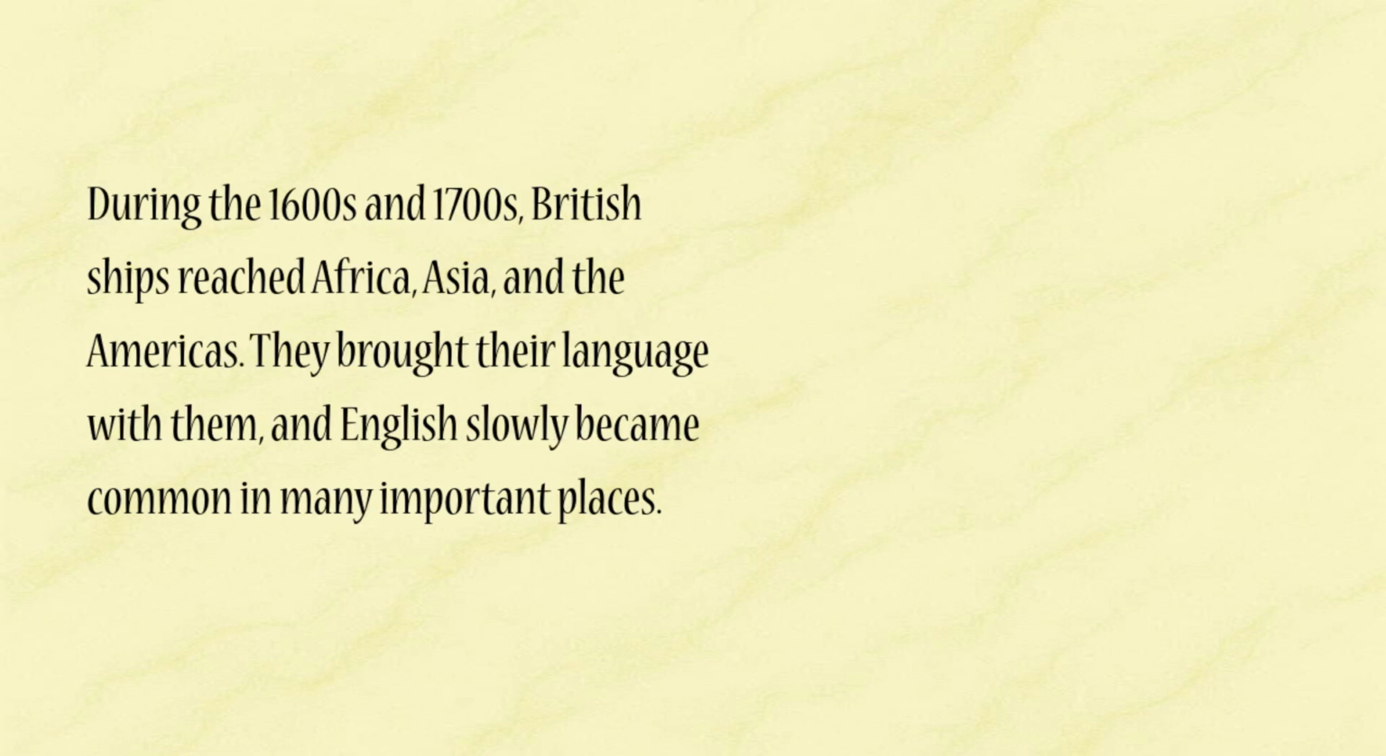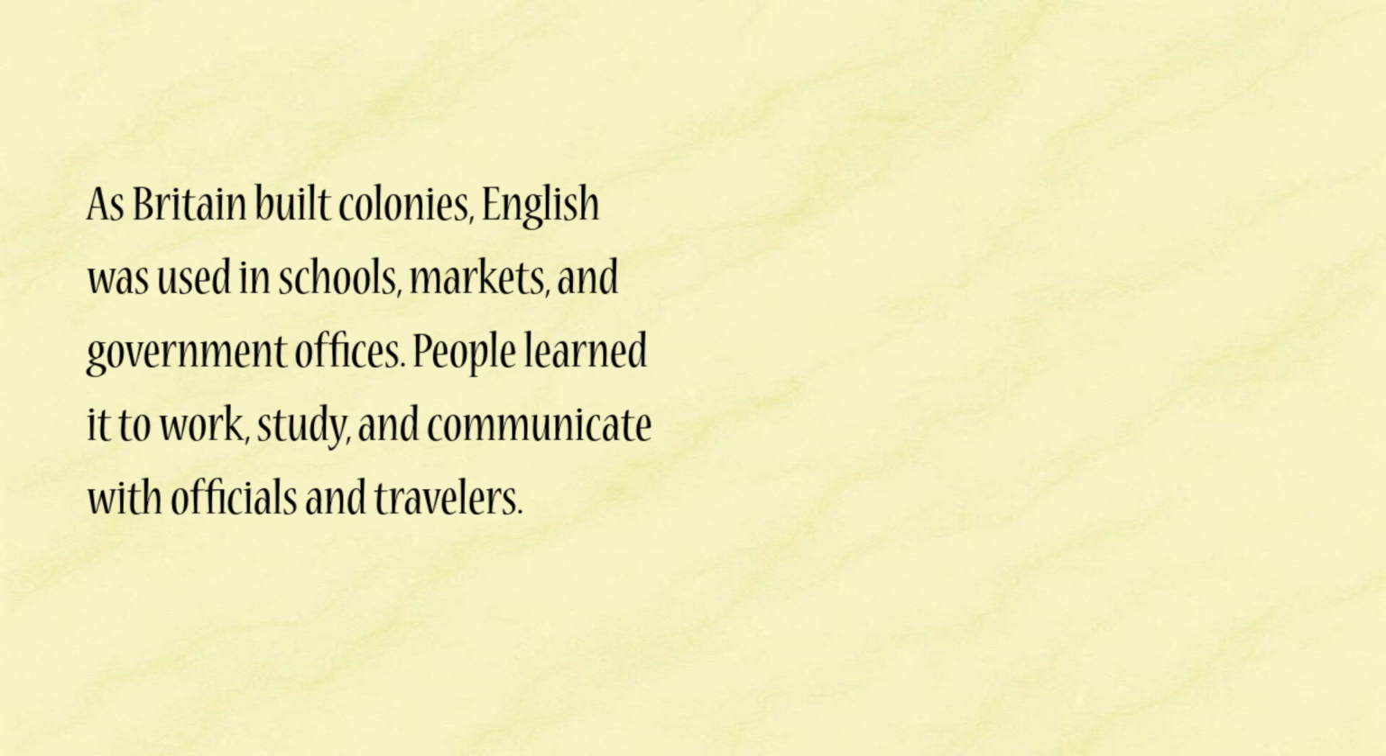During the 1600s and 1700s, British ships reached Africa, Asia, and the Americas. They brought their language with them, and English slowly became common in many important places. As Britain built colonies, English was used in schools, markets, and government offices. People learned it to work, study, and communicate with officials and travelers.